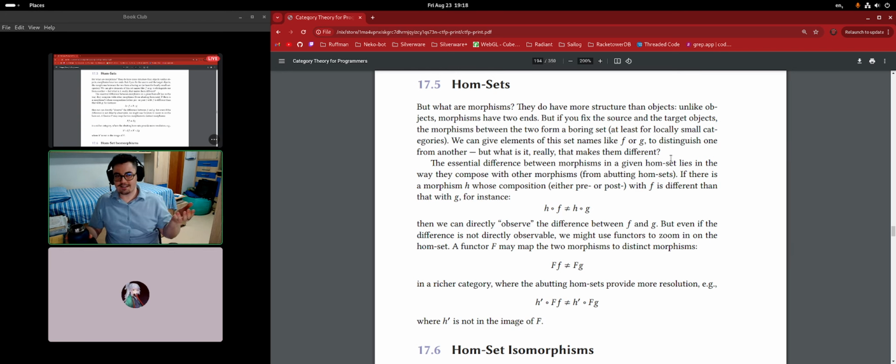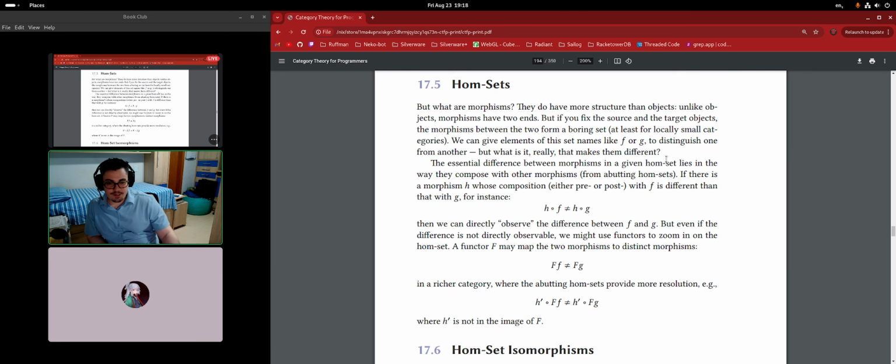So at first glance, you may say they're targeting source and destination objects. But now you have a problem. What if you fix them? So both morphisms go from the same source to the same target. Now what is the difference between them? The difference is how they behave when they are composed with other morphisms later.